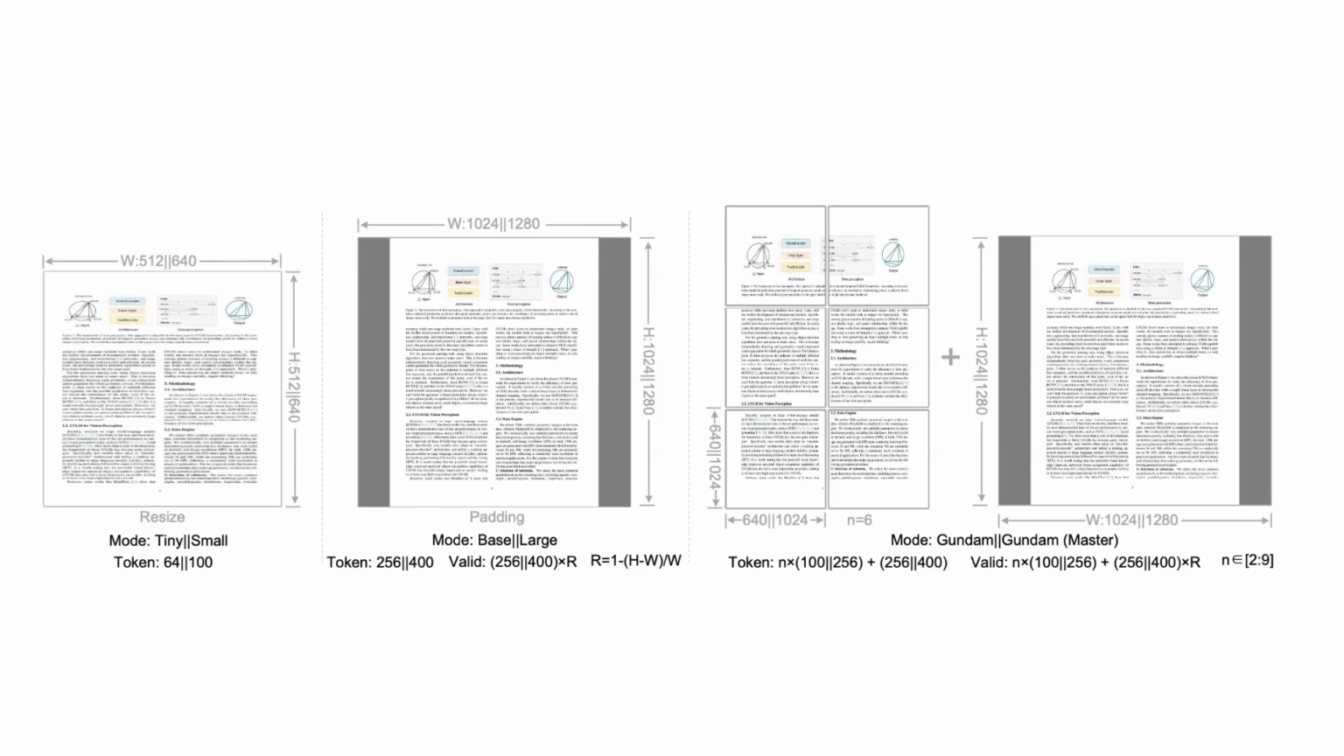The other thing that they do at this point is that they also have it set up so that they can handle different sorts of zoom levels in the same system. So they have a version that will output 64 tokens, which they call the tiny mode, 100 tokens for the small mode, 256 for base mode, right up to Gundam mode, which is like 1800 tokens.